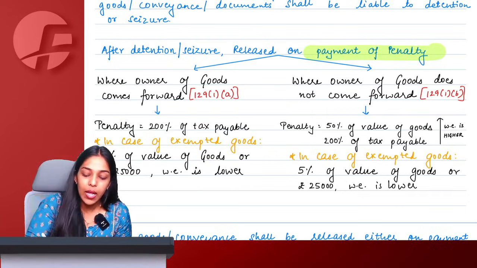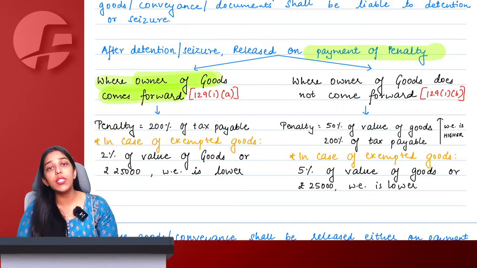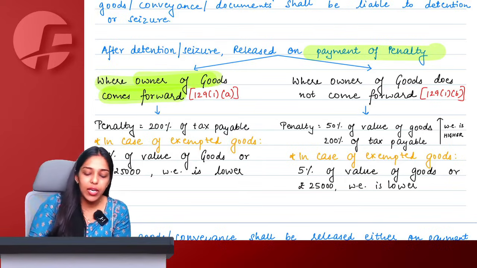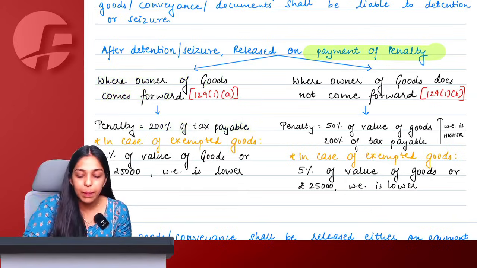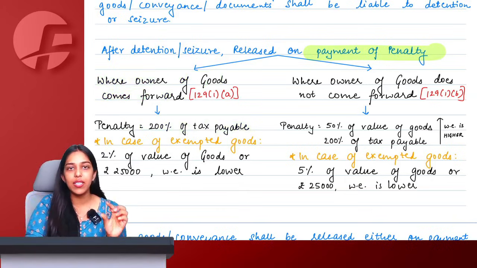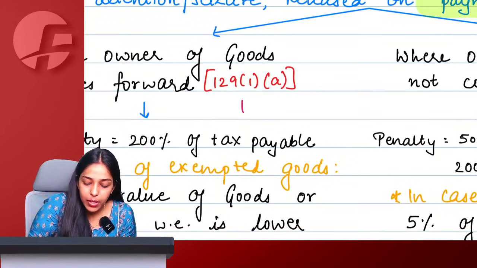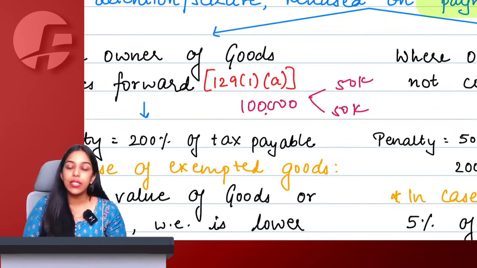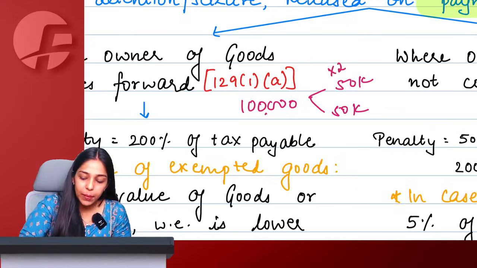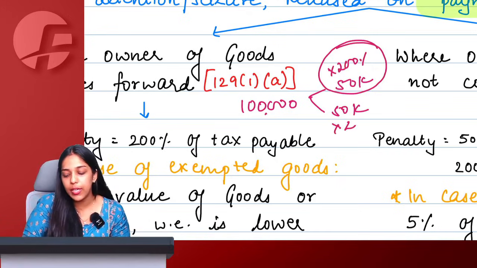So here we are saying that if the owner of goods comes forward, in that case, we will levy the penalty of 200% of the tax payable. You never double the percentages for IGST. We always double the amounts. So let us say the total tax payable is 1 lakh, which means 50,000 under CGST and 50,000 under SGST. This is my total tax. So I am saying that 200% of my tax payable, if it is under CGST, then again, of course, we understand 200% under SGST.